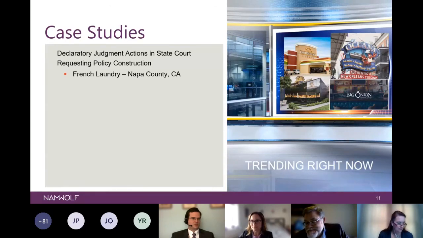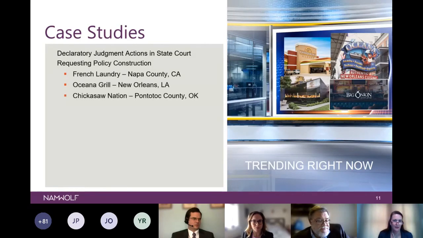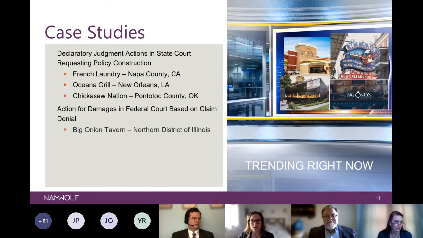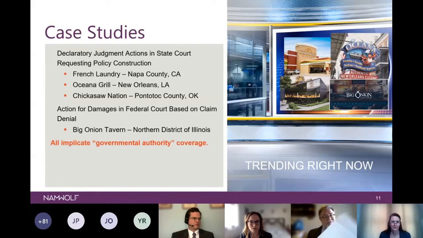Yes, thank you. Just a moment. So the first case we're going to be talking about is French Laundry. We're going to follow that up with Oceana Grill, and then we'll go to Chickasaw Nation. These three cases were declaratory judgment actions that were filed in state court, and they were all filed before claims had already been submitted. The last case we'll talk about is Big Onion Tavern, and this case was actually filed after the claims had already been submitted and denied. So there's an interesting angle to that.